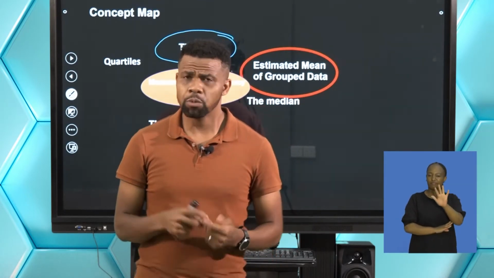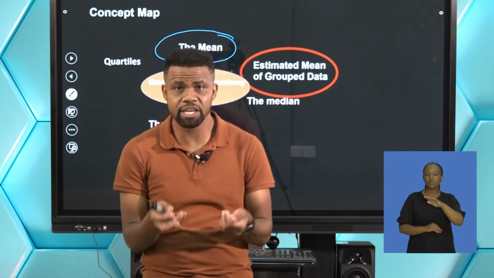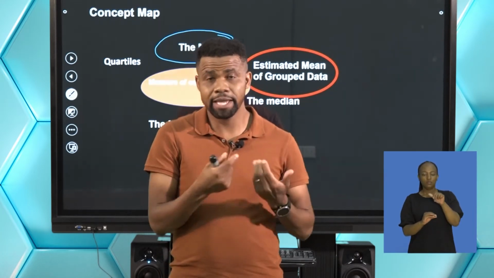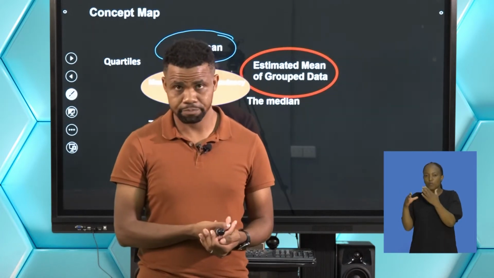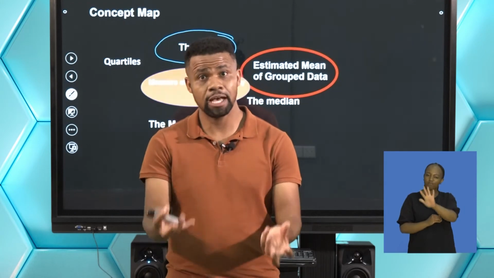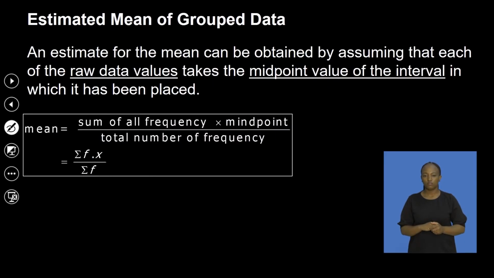Okay. And why do we use estimated mean? Because sometimes we don't have the actual raw data. We can have data in grouped form. We can actually estimate a mean for that grouped data. Let's look at what this estimated mean looks like and how we interpret that. So, estimated mean of grouped data.